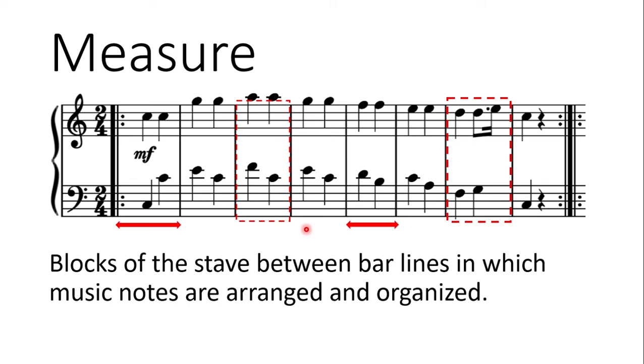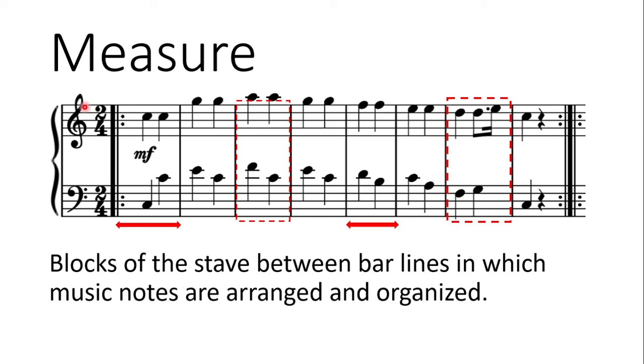Let's look at measure. A measure is a block of the staff between bar lines in which music notes are arranged and organized. We can see the space in between this line and this line is a measure, and you can see the arrangement of the music in it. The whole of this is a measure. The space in between 2 bar lines is called a measure. The same applies for here.